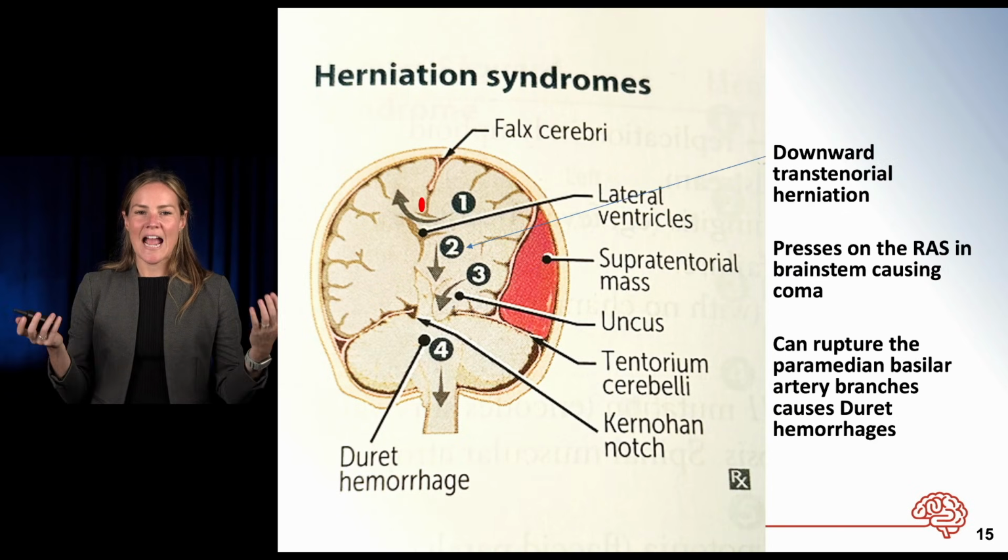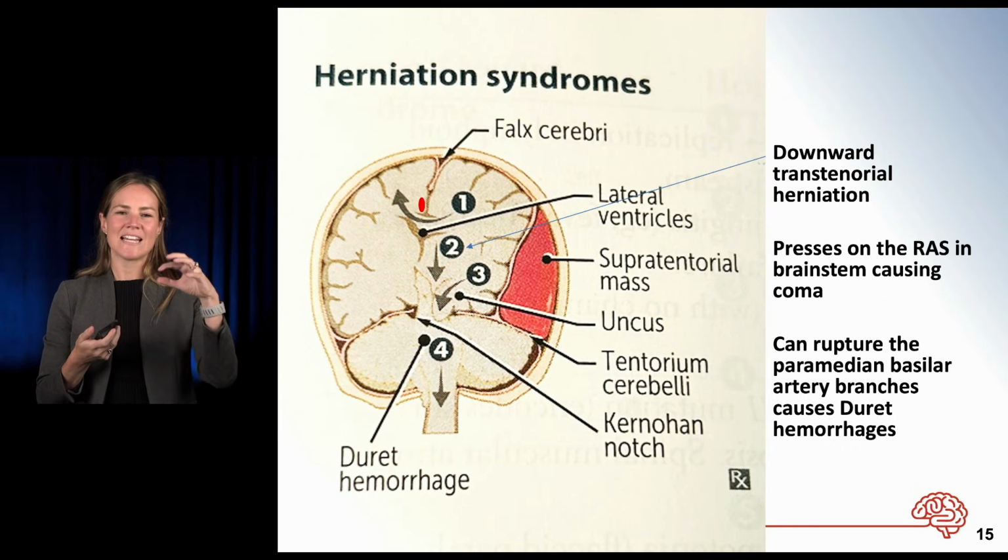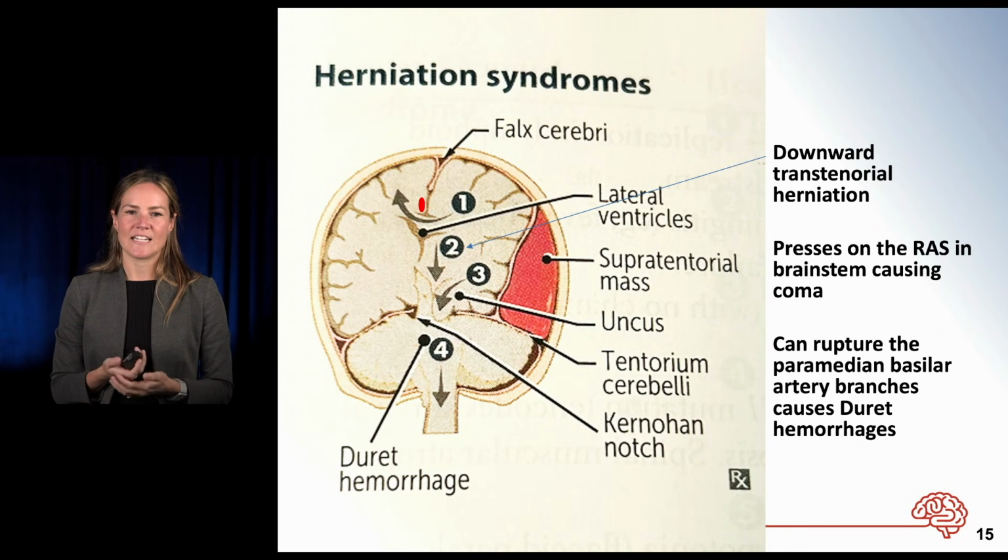Transtentorial herniation, or downward herniation, also can happen. That's number 2. Again, that's just direct downward pressure on the reticular activating system, which is causing coma.